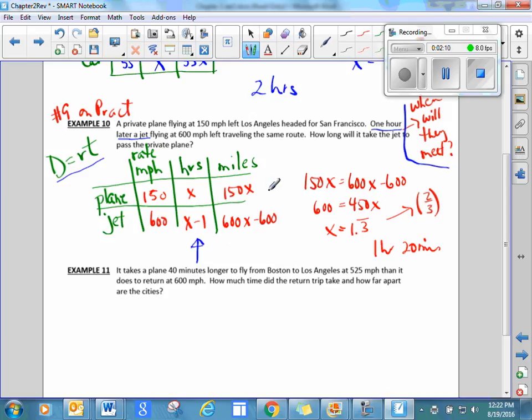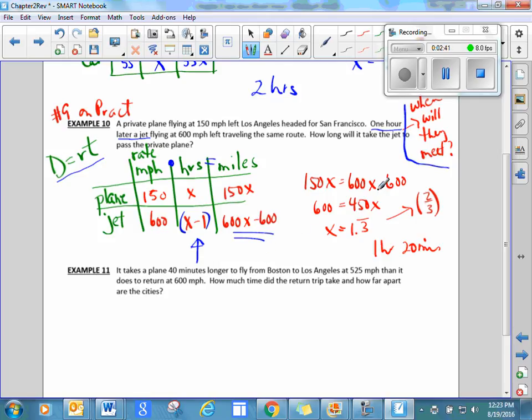And then, of course, you just multiply straight across, rate times time. Here's your rate times your time equals your distance in miles. So the plane, when they meet, will have gone 150 times x. The jet is going to have gone 600 times x minus 1, and we're doing some distribution here. I'm writing the distributed expression, 600x minus 600, and we've got our chart filled out.